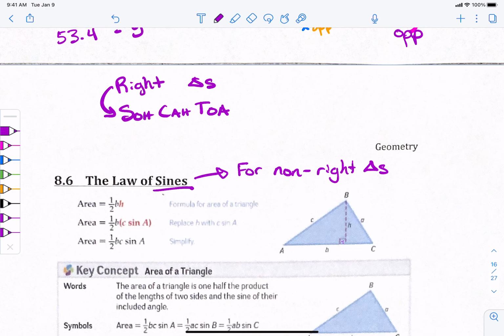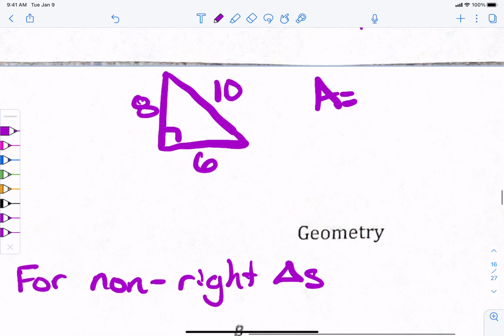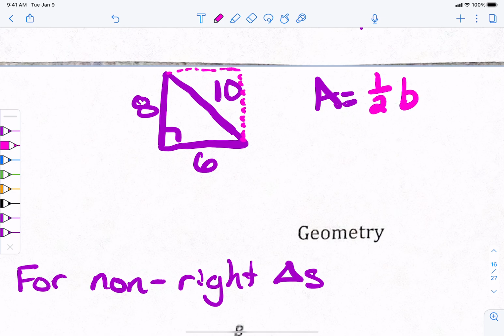I'm going to give an example up here of a right triangle. And the first thing that they have us do in this section is find the area. I'm going to say that this is 6 and this is 8, and this is 10, because that's a 3, 4, 5 right triangle, right? 6, 8, 10? Yep. If I'm trying to find the area of a triangle, think about it in terms of a box. How do you find the area of a rectangle? Length times width, or base times height, right? But a triangle is only half of it. So I do 1/2 the base times the height.